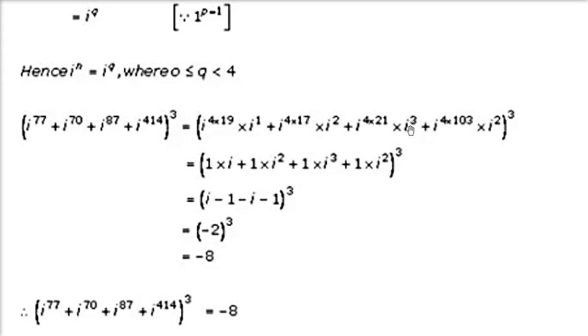This i cube, we have already seen, is minus i, and this is i square, minus 1. So just put it here. This i and i get cancelled. Minus 1 is minus 2. Minus 2 to the power cube is minus 2 into minus 2 into minus 2, which is nothing but minus 8. So this is minus 8.